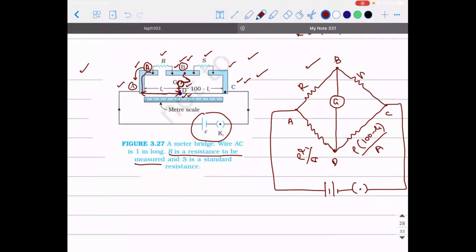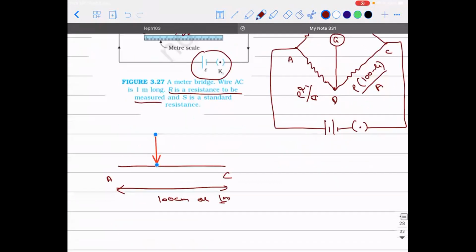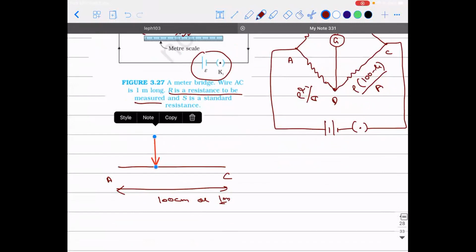When I told you about the Wheatstone bridge, you would not have 100% understood the resistance. See, you have this wire, no? The wire AC is there. On this, what are you doing? What device are you moving? You're moving a jockey. When you move it, there will be a particular point somewhere between this A and C, which is of length 100 centimeter or 1 meter. That's why it's called a meter bridge. Okay. And let's say this is the balance point D.